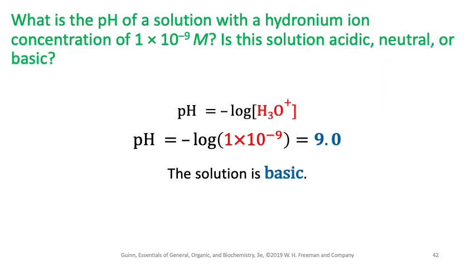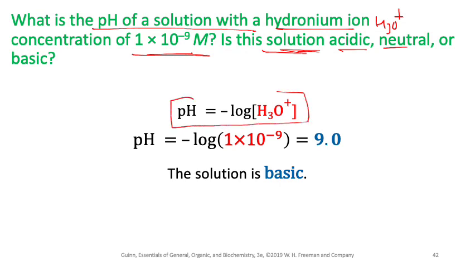Now let's take an example and try to solve some problems on the pH equation. What's the pH of a solution with the hydronium ion concentration already given, which is 1 times 10 to the negative 9 molarity? And once you figure out the pH, you have to tell whether the solution is acidic, basic or neutral. So we know pH is negative log of H3O plus ion concentration, which is already given. Just plug in the number, use your calculator, and you will end up with 9.0. And I know if the pH is more than 7, the solution is basic.